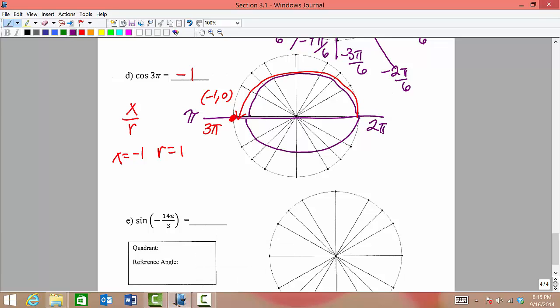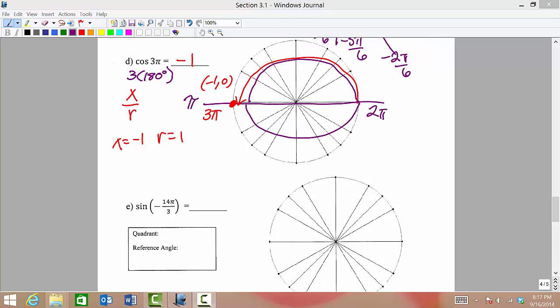We can also convert from radians to degrees here. So 3 times pi, of course that would be 3 times 180 degrees. And 3 times 180 degrees would be equal to 540 degrees. So we can always convert to degrees and then find our angle, graph our angle, and then find the point on the terminal side and find cosine from that.